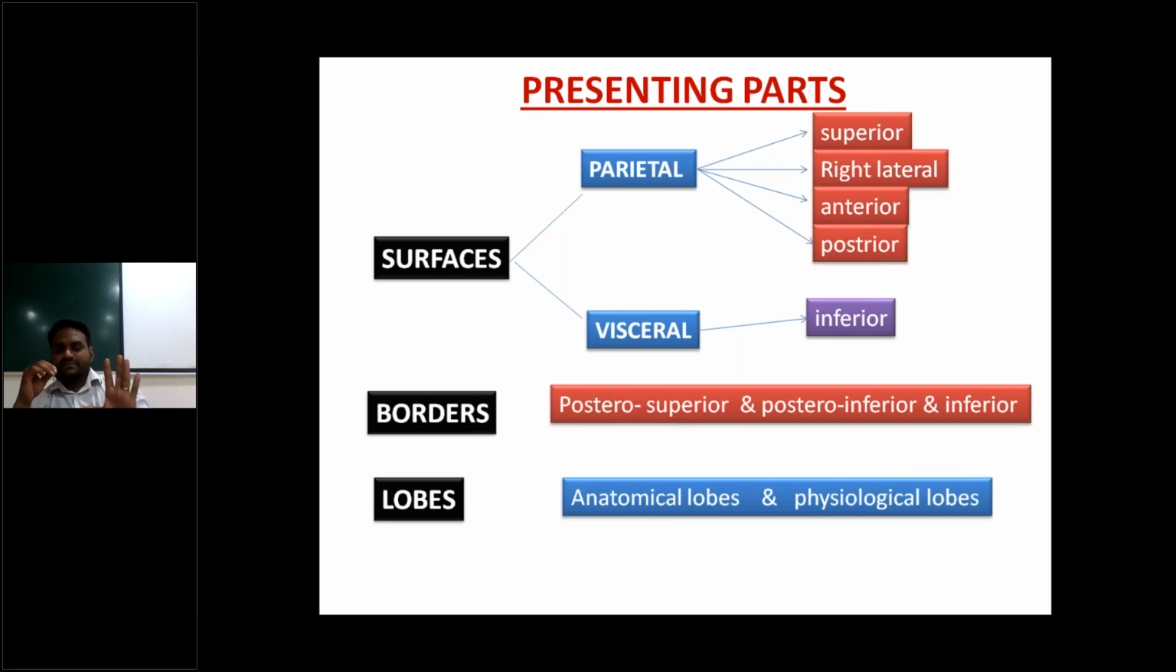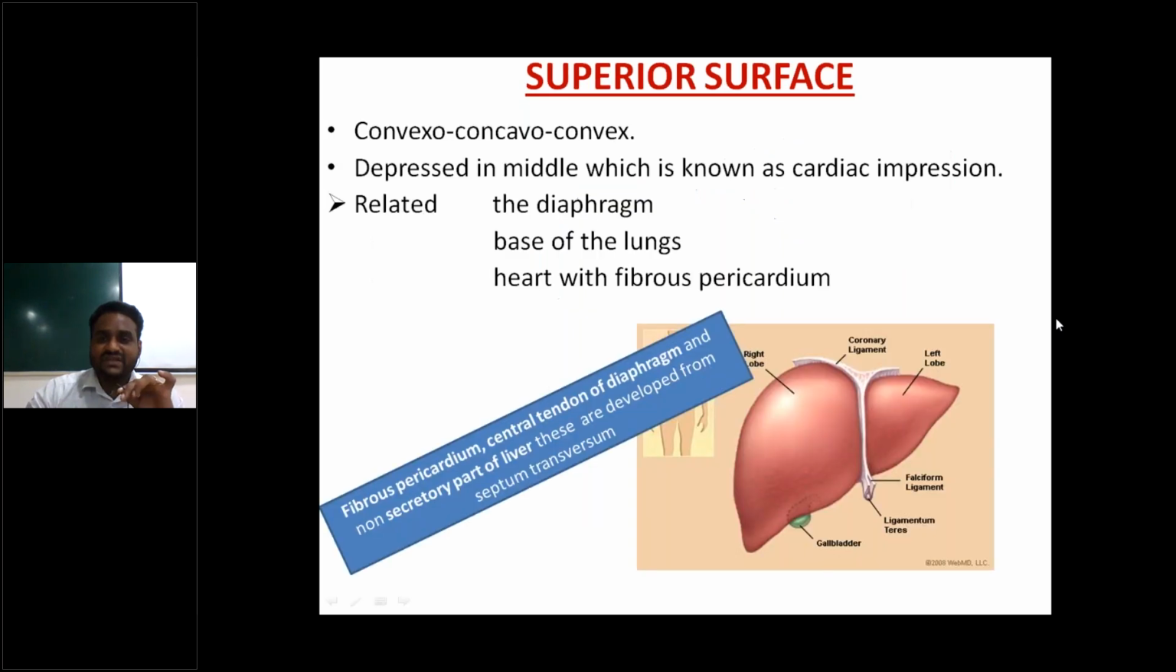In this presentation, I explained the relations of these 5 surfaces and also the importance of these 5 surfaces. At least I mentioned one importance for each surface. Whatever important features I mentioned regarding these 5 surfaces are very, very important. Usually these are the oral questions and practical questions. First surface: what is the importance of the first surface?